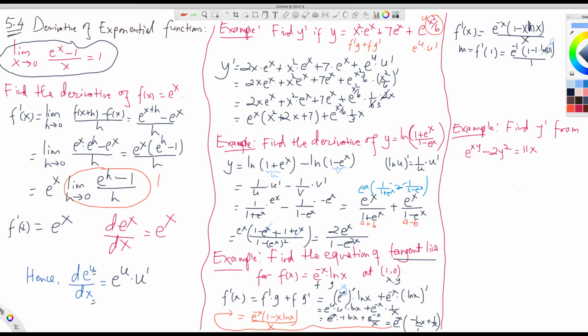So 1 minus 0. You see that? 1 minus 0 is just 1. So e to the negative 1 times 1 over 1. That will be basically what you get. It is basically e to the negative 1. That is 1 over e.